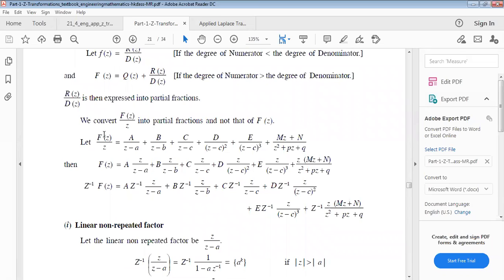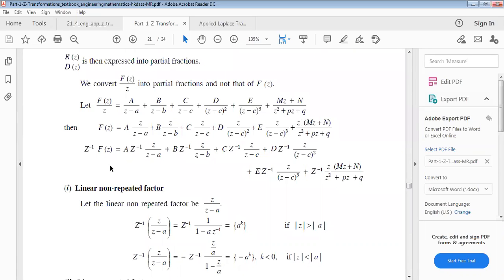Let any fraction F(z) by z be written like this: a by z minus a, b by z minus b, c. These all are constants. And if in any variable there is a square term, z square plus pz plus q, then we have to write the last two constants in this way, mz plus n in the numerator.